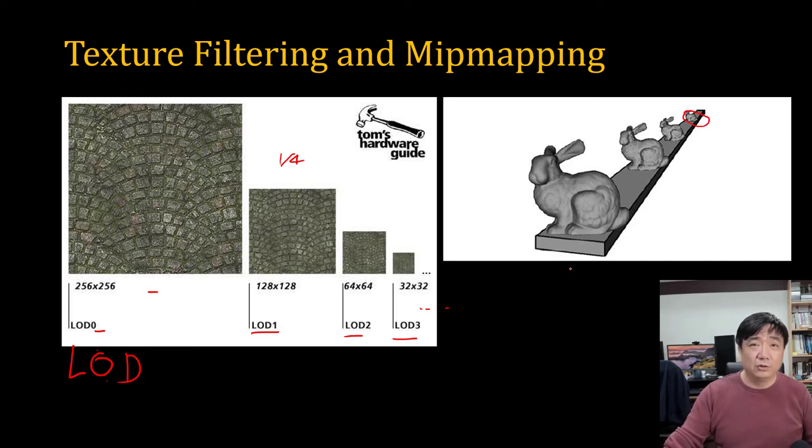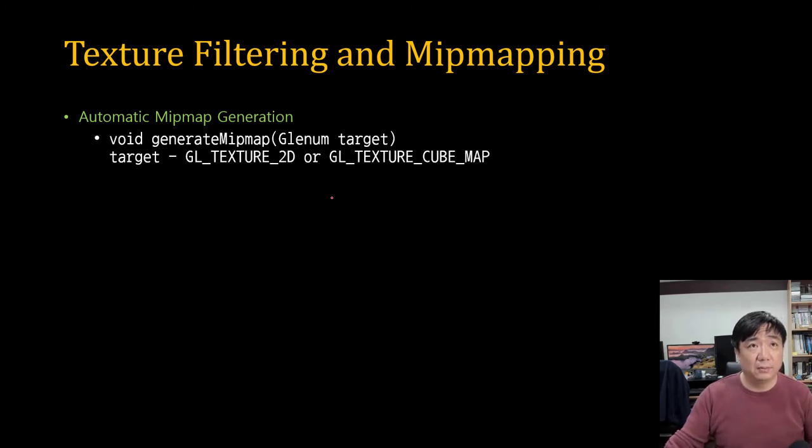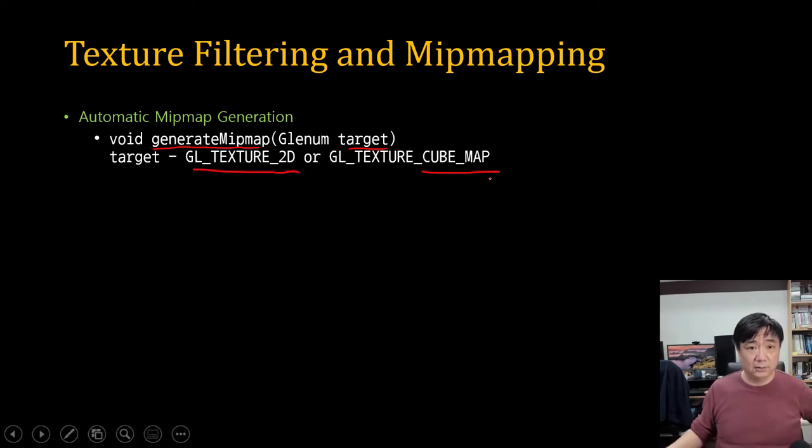So we can use level of detail in geometry, LOD geometry, coarse models. And in the case of textures, we need to use level of detail with automatic generation. The automatic generation command is generate minmap with a target. The target is either 2D texture or cube map. If it is a cube map, we set cube map, and if it's a 2D image, we set 2D texture.